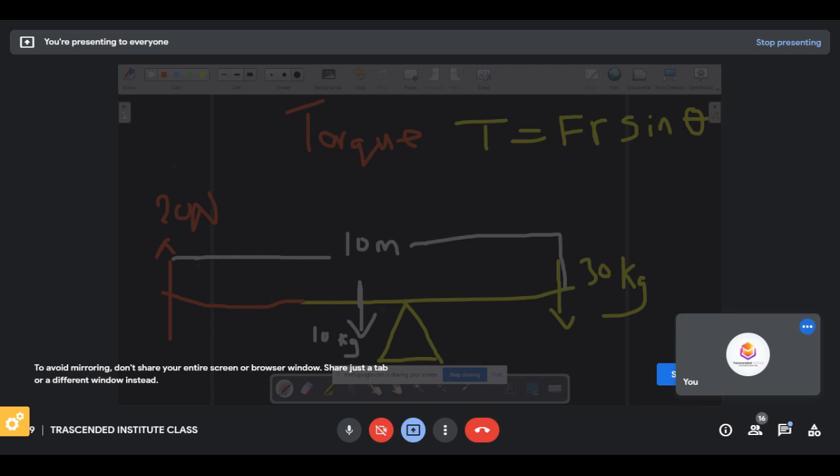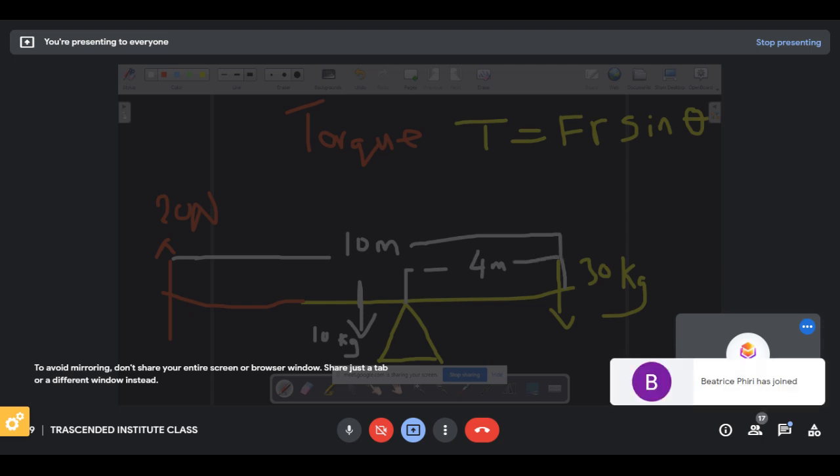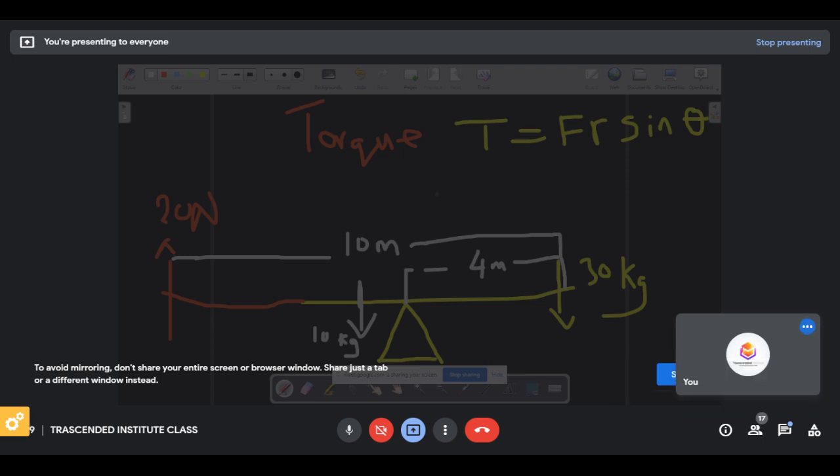All right. Then the length to the pivot going this way is maybe 4 meters. Okay. So now what I want us to do is analyze the forces as well as the torques that are present on this type of a diagram.